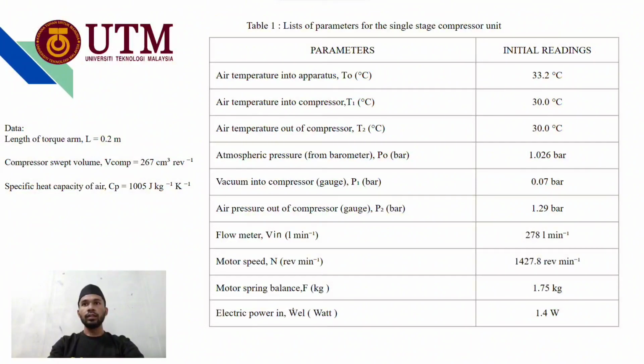Okay, this is the data from the experiment that we use. First is length of top arm, L equal to 0.2 meter. Next, compressor swept volume, Vcom equal to 267 cm3 per revolution. Lastly, specific heat capacity of air, Cp equal to 1005 joule per kilogram Kelvin. On the slide there is also Table 1, which lists the parameters for the single stage compressor unit and its initial reading that we got from the experiment.